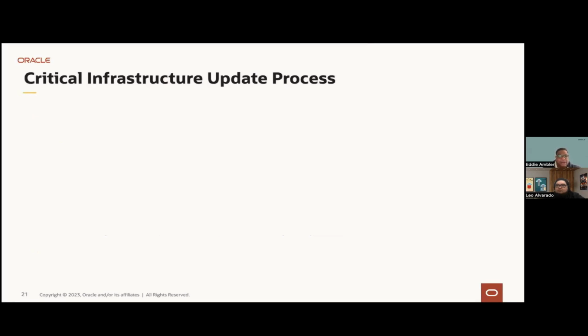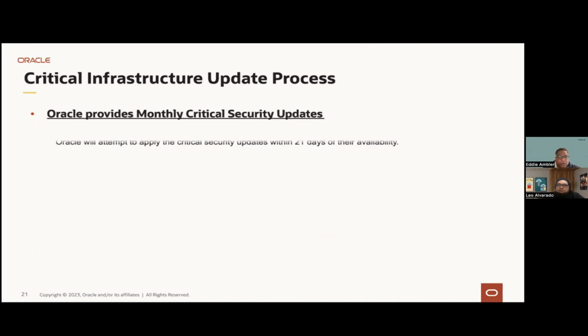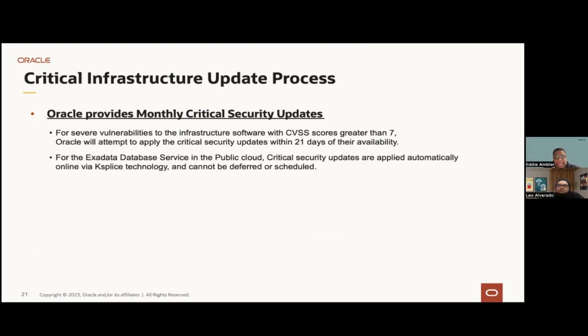So let's talk about the other type of process, which is the monthly critical infrastructure updates. Oracle's providing the patches monthly, and the difference here is that these patches are for severe vulnerabilities for the infrastructure software with CVSS scores greater than 7. Oracle will attempt to apply the critical security updates within 21 days of its availability. Customers can reschedule this patching, but they must get it done within the 21-day window.